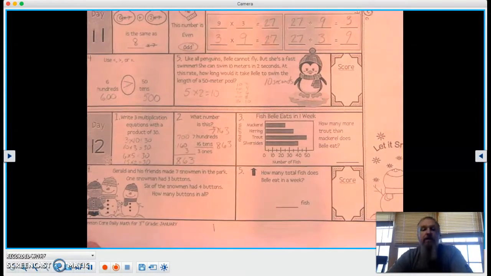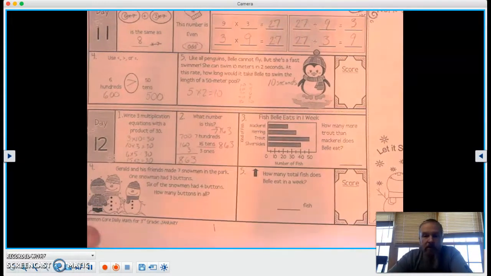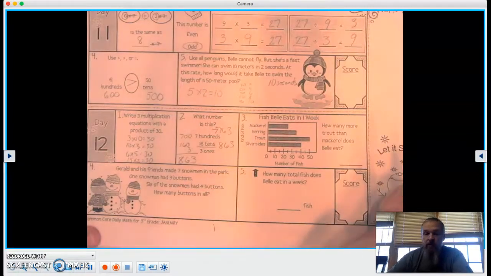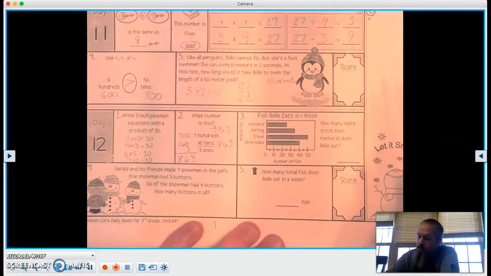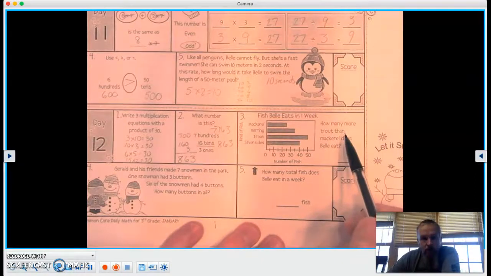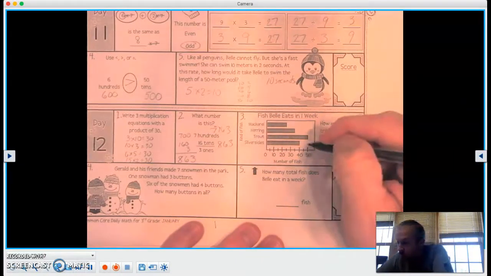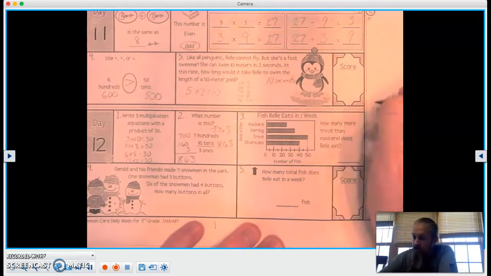Okay, number 3. Fish Belle eats in 1 week. There's mackerel, herring, trout, and silver sides. How many more trout than mackerel does Belle eat? Okay, well, let's look at how many trout Belle eats. Trout. So Belle eats 50 trout.